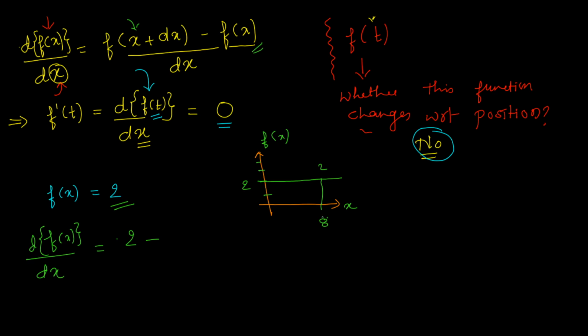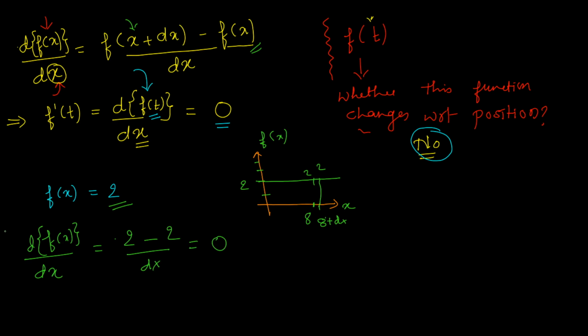What's the value of the function right at 8? At 8 plus something, it was 2, and right at 8 the value is still 2. So 2 minus 2 divided by dx, you will still get 0, right? This tells me that if a given function does not change with respect to that quantity with respect to which you are trying to differentiate the function, then the answer will be 0.